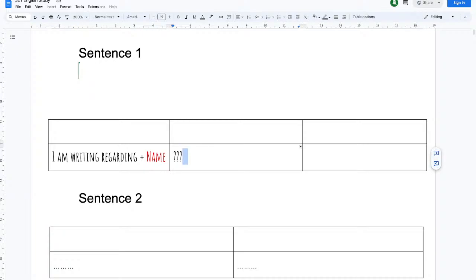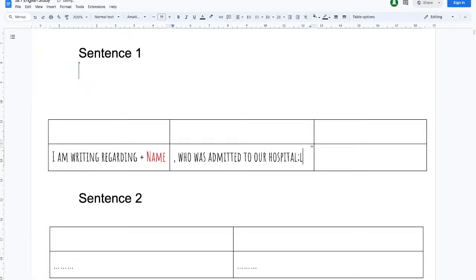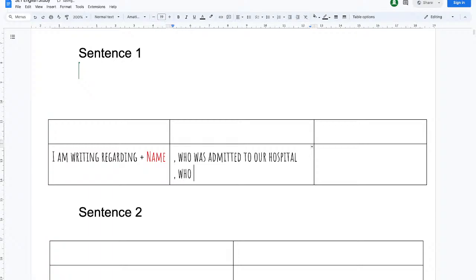I'm writing regarding Mr. Jones. Then we're going to have, guys, don't forget the comma, who was admitted to our hospital. Okay, so that's the next thing you say. Or it might be that you're writing to a GP, or you're writing about someone who visited the GP. So you might say, who visited our clinic. Okay? So that's the second thing we always say.